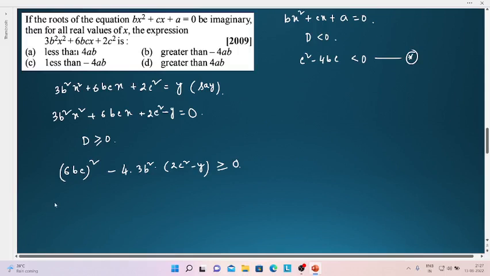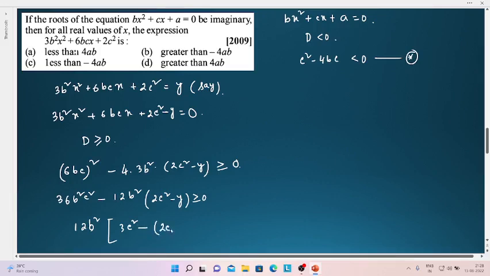If we expand that part, it will be 36b square c square minus 12 times b square times 2c square minus y, which is greater than or equal to 0. So it will be 36b square c square, and I can take 12b square common from there. So we will have 3c square minus 2c square minus y, which is greater than or equal to 0.